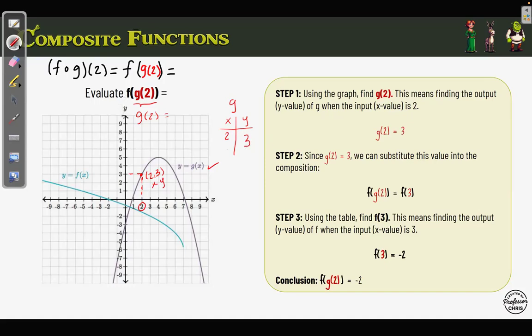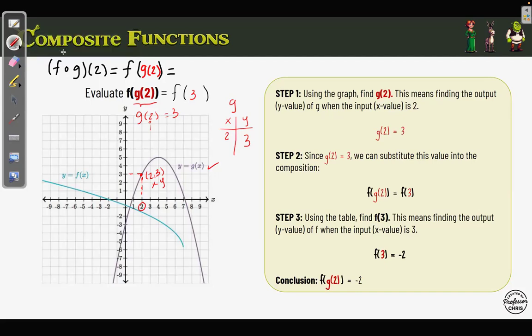If you want to write that as name of the function, input, and output, we're going to have to write it as g of 2 is equal to 3, entirely based on function g. Now that we know how much is g of 2, we can replace it where g of 2 used to be, and we know that g of 2 is 3. So I'm going to write it down as f of 3.